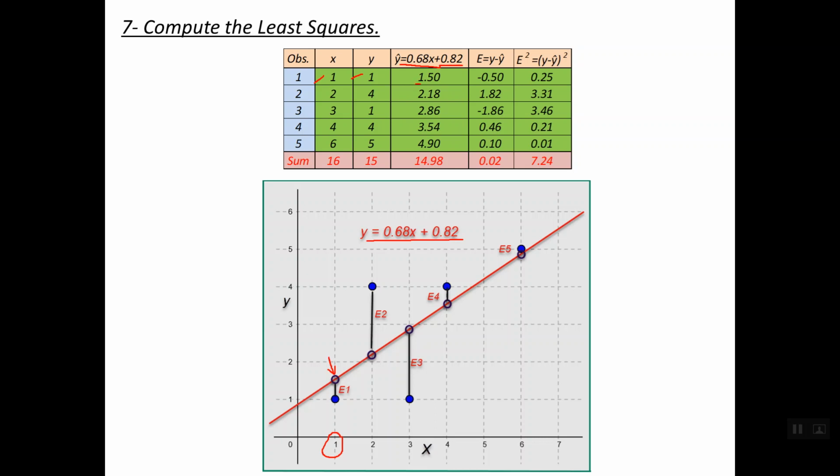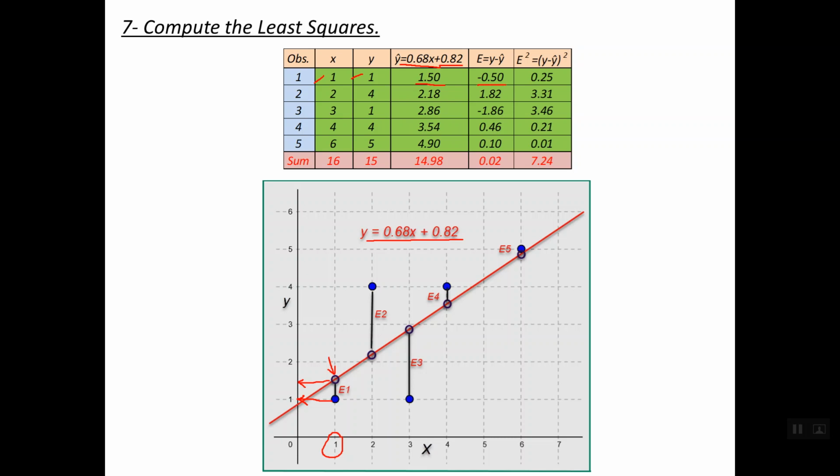So regarding the first observation, for x equal to 1, the predicted value is 1.50. So this point here is 1.50, and the value of y is simply 1. So the value of the error represents the actual value, which is 1, minus the predicted value, which is 1.5. So the value of the error is minus 0.50.